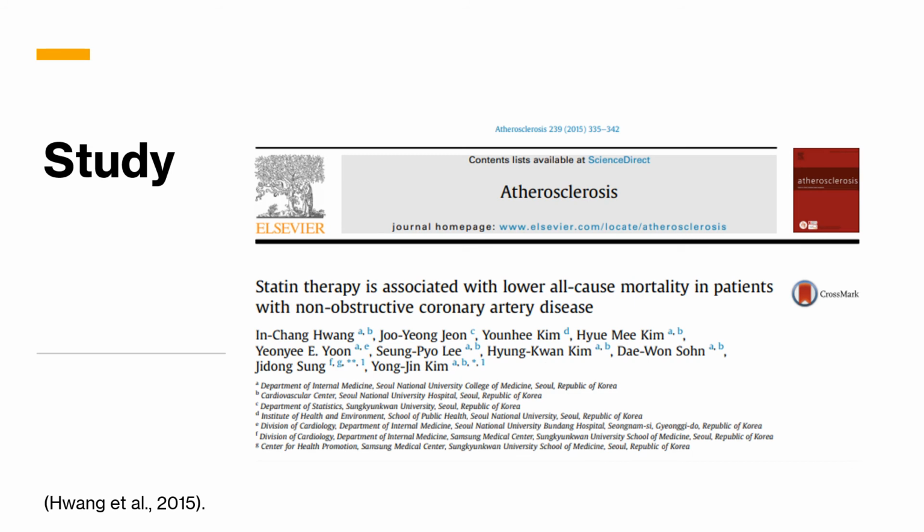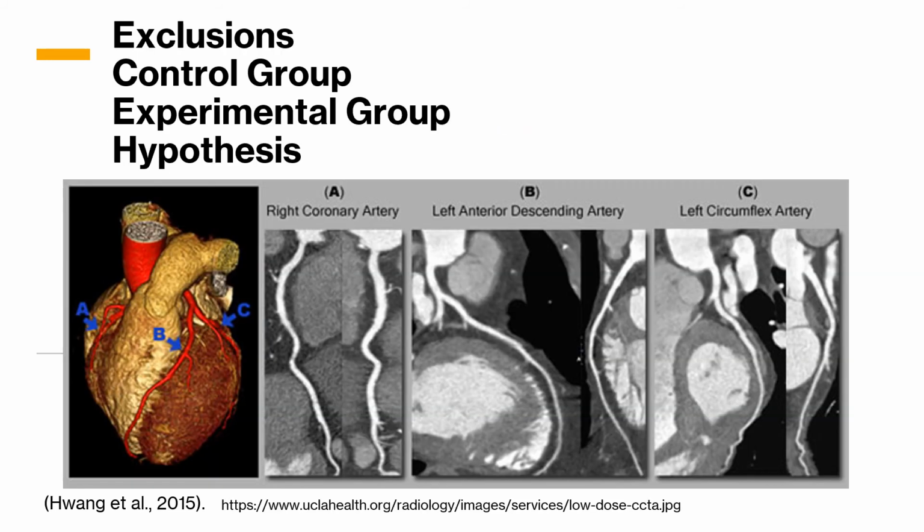Now we will review a study titled Statin Therapy is Associated with Lower All-Cause Mortality in Patients with Non-Obstructive Coronary Artery Disease. Both groups in this study were selected based on specific criteria to avoid extenuating factor influence. Patients had to have undergone a CCTA, or coronary computed tomography angiography, between 2007 and 2011. Furthermore, patients were excluded if they were prescribed aspirin or a statin prior to their CCTA or had to have revascularization prior to their CCTA.